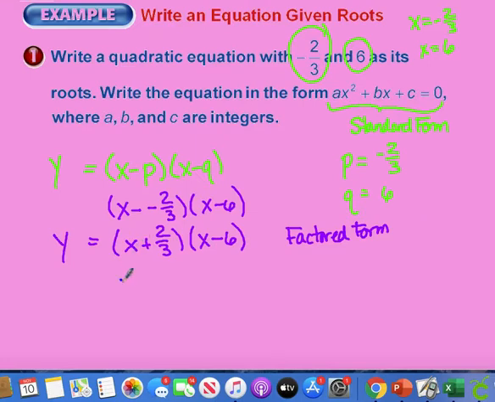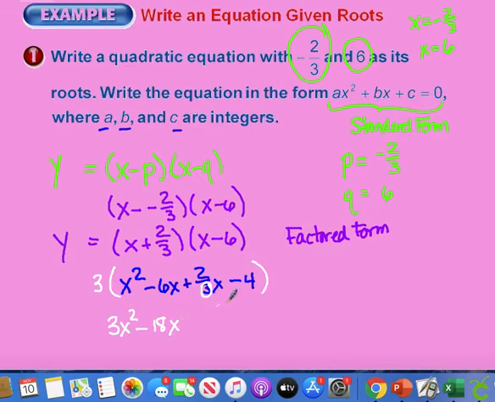So when I do my firsts, I have x squared, my outsides, my insides, and my lasts. 2/3 times -6 is -4. Now remember, it says that a, b, and c have to be integers. So in order for me to make them be integers, I'm going to multiply all of my terms by the greatest common denominator. Since I only have one denominator, which happens to be 3, I'm going to multiply this entire expression by 3. So that's going to leave me with 3x squared minus 18x plus 2x minus 12.